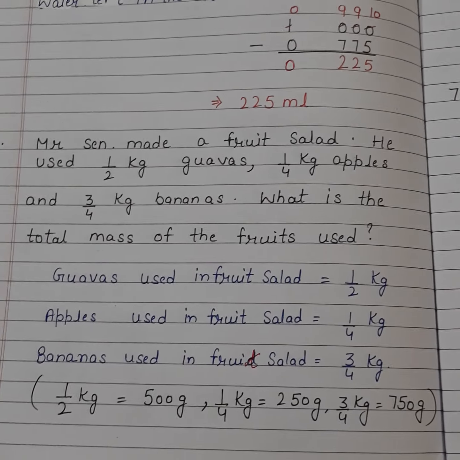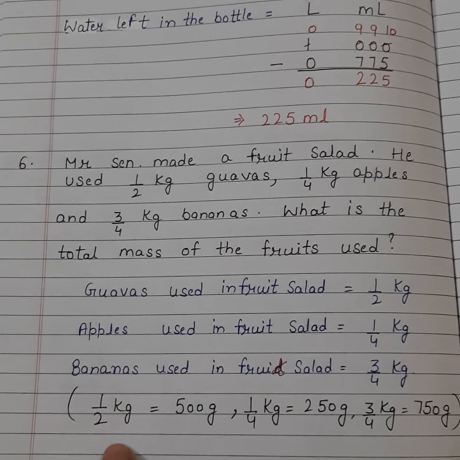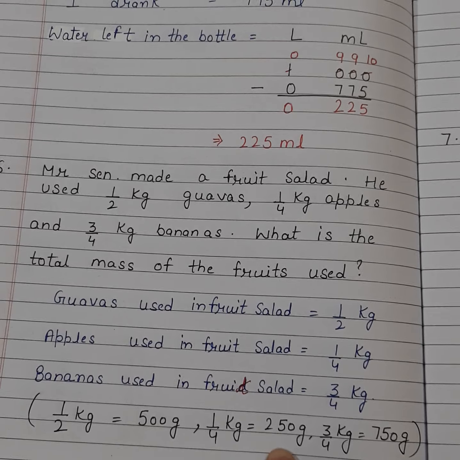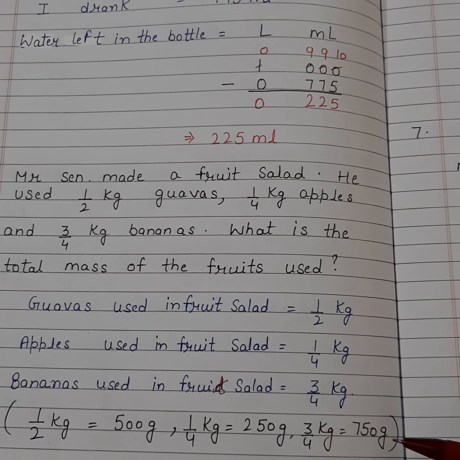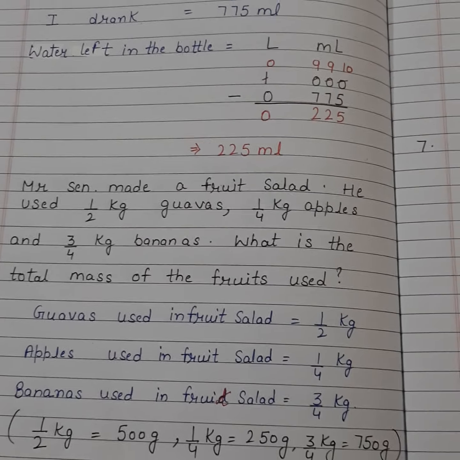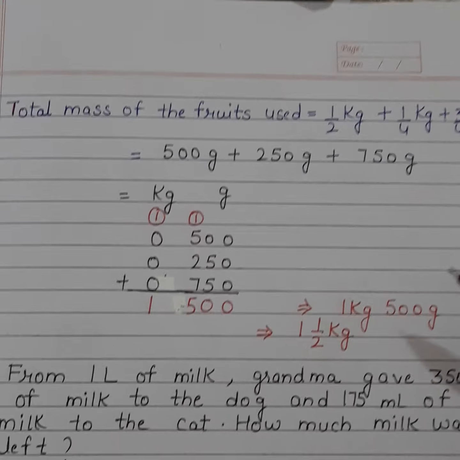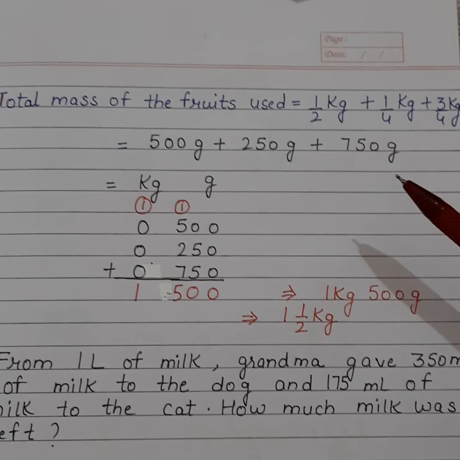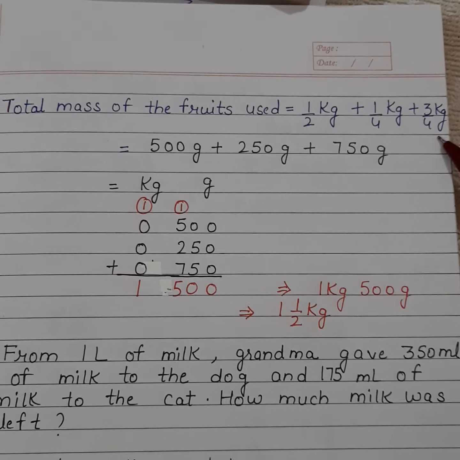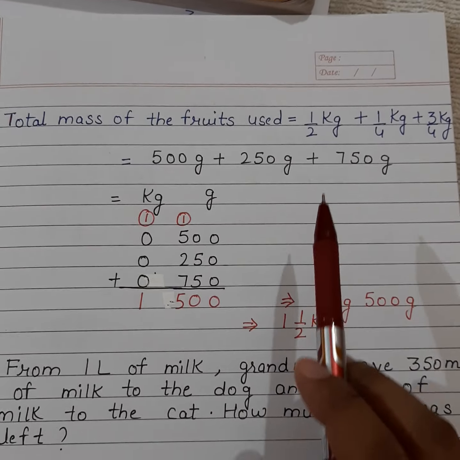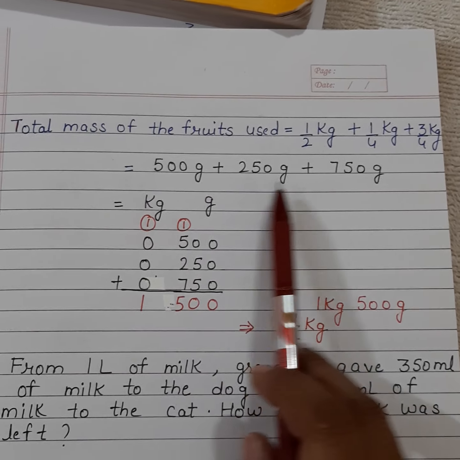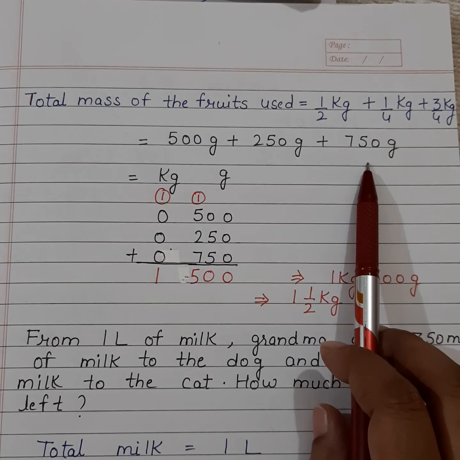This is 3/4 kg. But we know the half kg is equal to 500 gram, 1/4 kg is equal to 250 gram and 3/4 kg is equal to 750 gram. So like this, all gram values we will use in the question. Now total mass of the fruit used. How much used? Half kg plus 1/4 kg plus 3/4 kg. Now keep the value. Half kg means 500 gram plus 1/4 kg means 250 gram plus 3/4 kg means 750.